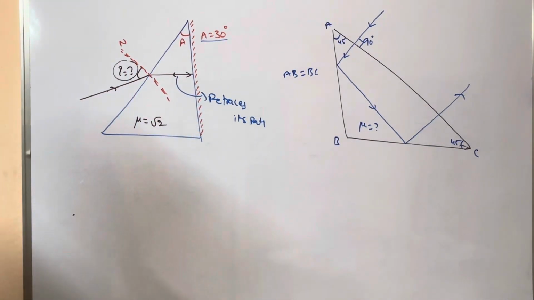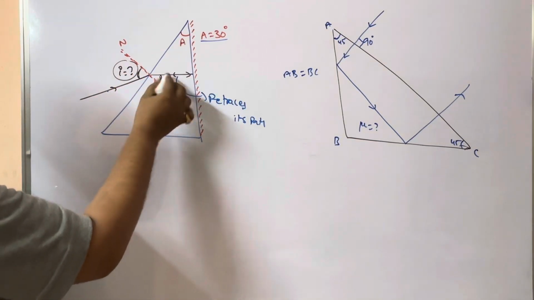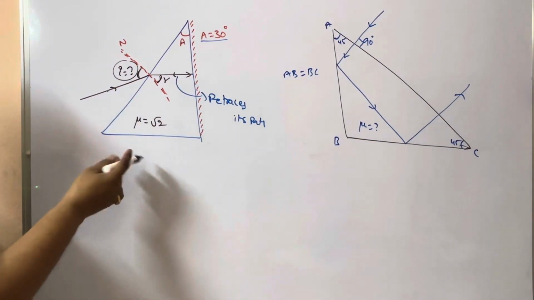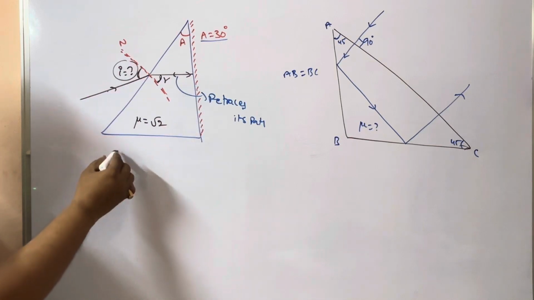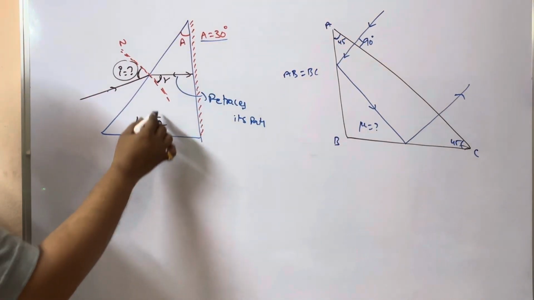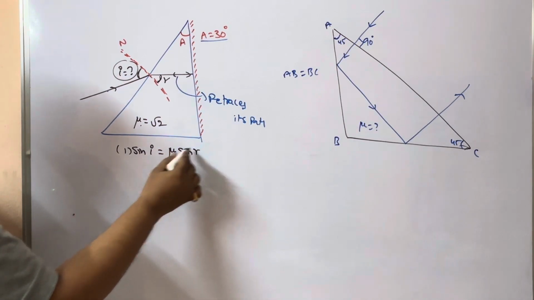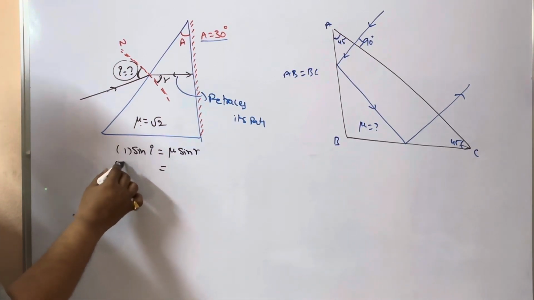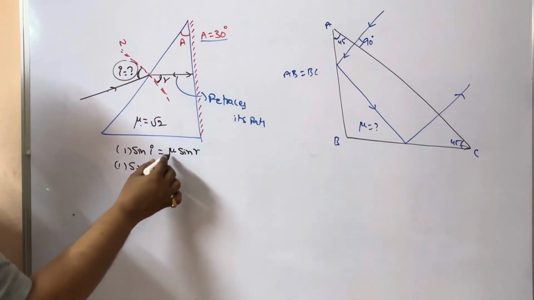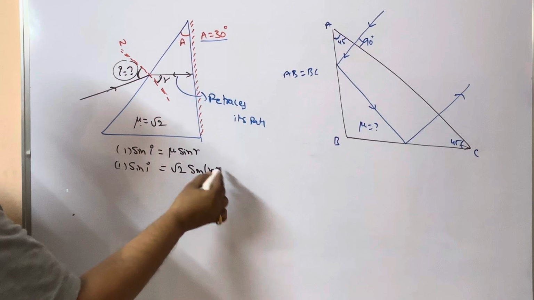Okay, mu they gave already. So this is the angle of incidence, and this is going to be the angle of refraction. We can apply Snell's law whenever the medium is going to change. So 1 sin I is equal to mu sin R. This 1 sin I we should calculate. What is mu they gave? Root 2. Sin R we should calculate.